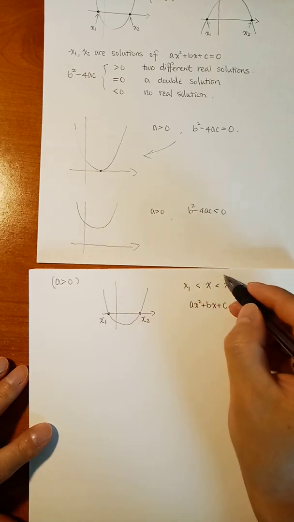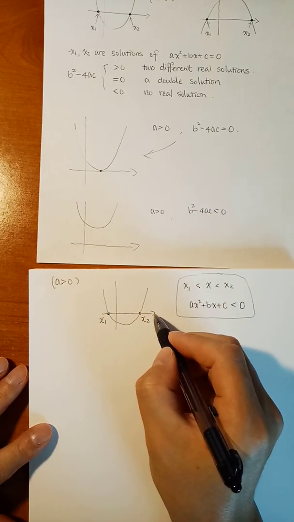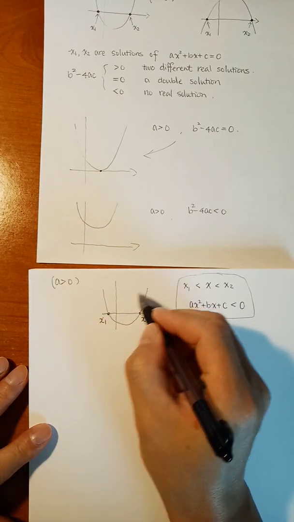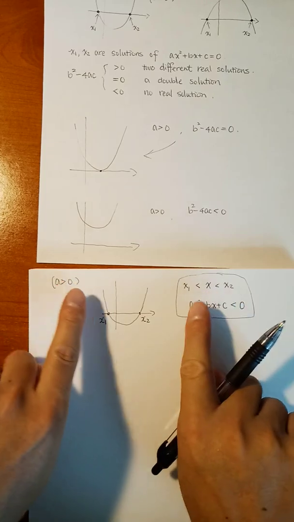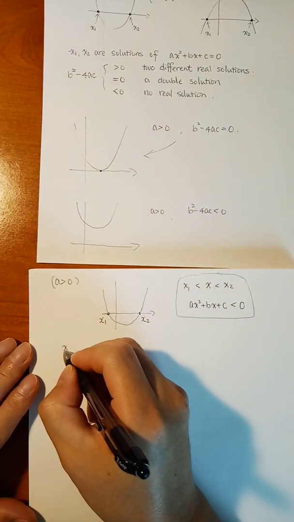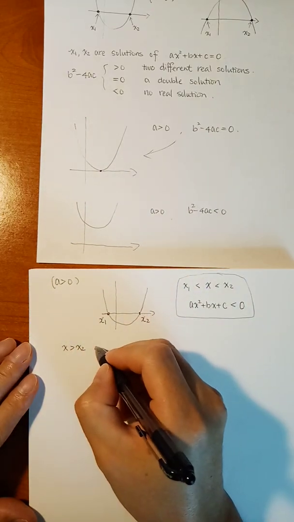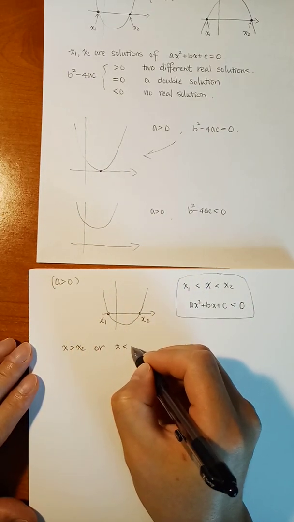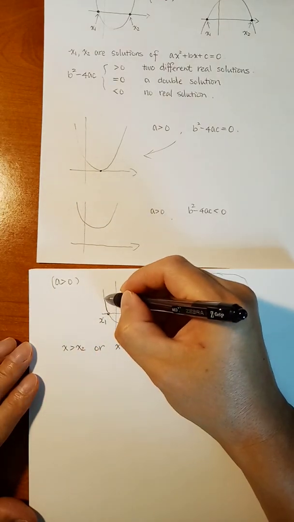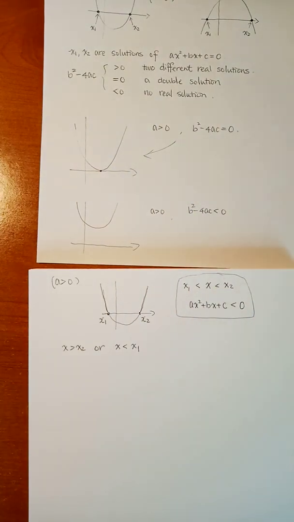Okay? If x is greater than x2 or less than x1, you see the graph, those two branches are above the x-axis. So x is greater than x2, the right branch, or x is less than x1, the left branch, this piece or this piece. Let me get some marker.